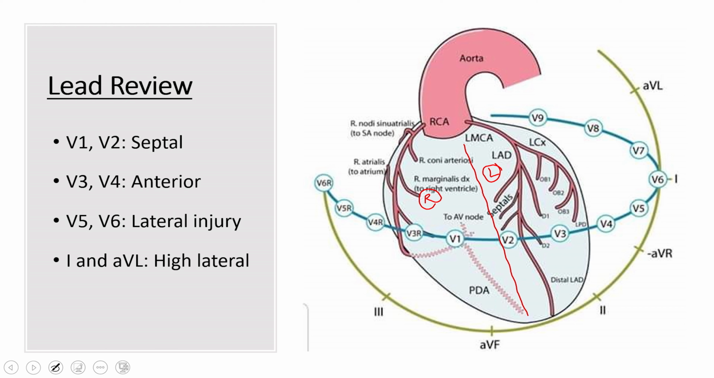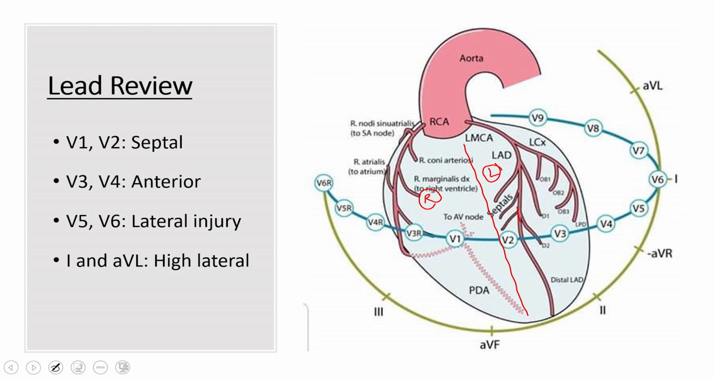Whereas V3 and V4 are a little moved towards the left, and they have a really good view of this big major artery going down the heart, the left anterior descending artery. And that's why we call those the anterior leads, because they're looking at the front of the heart, the left anterior descending, where V1 and V2 really have a good look at the septum.